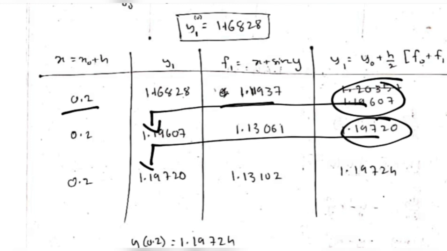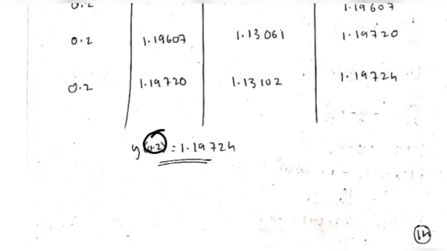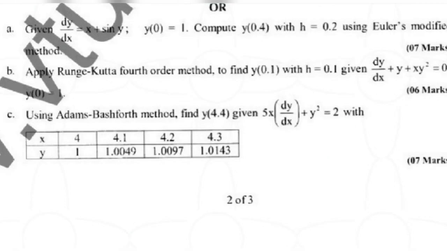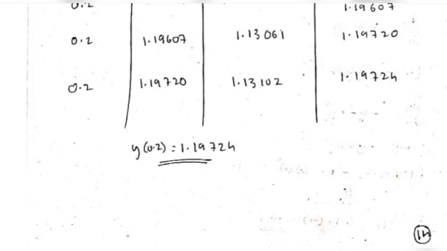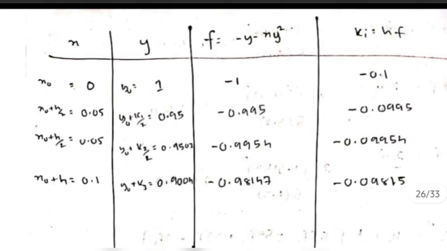Like this, 3 times we will do, and after doing that we have y of 0.2 as 1.19724. But in the question we have been asked to find the value of y of 0.4, but we got y of 0.2. So in this case what we have to do is consider 0.2 as x naught and this as y naught, and then we have to repeat this step again to find the value of y of 0.4.